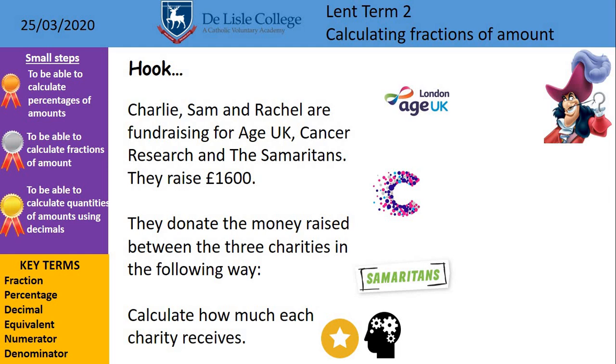So Charlie, Sam and Rachel are fundraising for Age UK, Cancer Research and the Samaritans. They raise £1,600. They donate the money raised between the 3 charities in the following way. So they give Age UK 2/5 of what they've raised, 40% goes to Cancer Research and 2/10 to the Samaritans. We want to calculate how much each charity receives. So this lesson will focus on us revising and reviewing how to find fractions and percentages of amounts. You could come back to this slide later on and check that you know how to work this out.